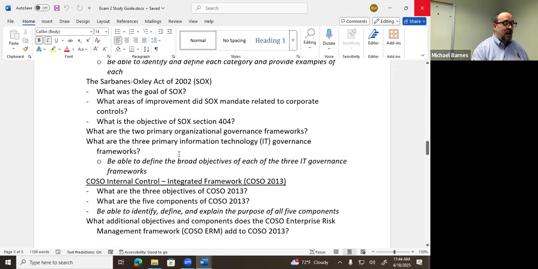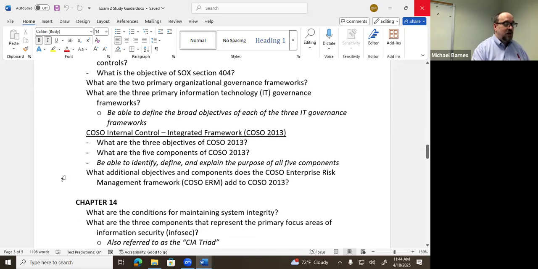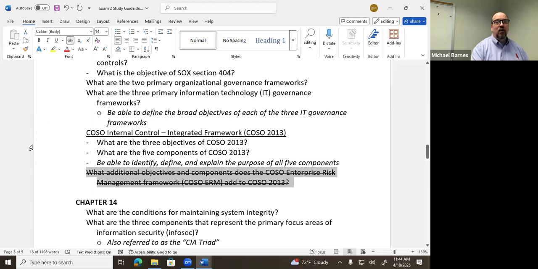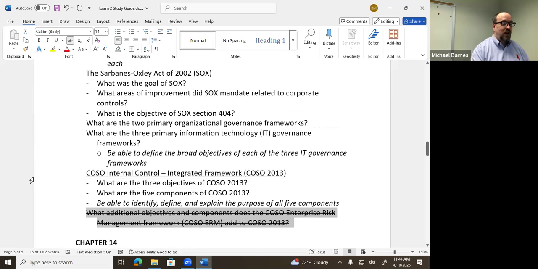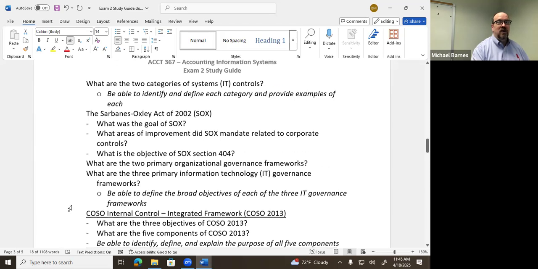In fact, in the study guide, this last point right here says, what are the objective components of the ERM Risk Management Framework? That question, you can actually cross out. That doesn't need to be in your study guide anymore. I meant to remove that from last semester and I just completely forgot. And I realized it when I was preparing for the lecture today. So you can get rid of that right there. That's not going to be a question. The only thing you have to know is the COSO ERM framework. You don't need to know too much more about it other than the fact that it exists.